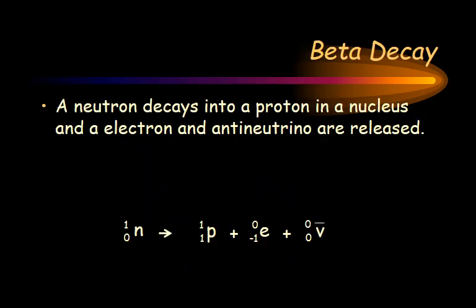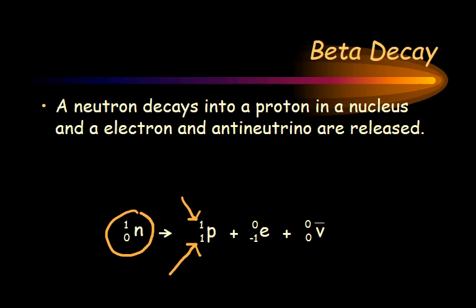So a neutron decays into a proton in a nucleus, and an electron and an antineutrino are released. And so if we have beta decay, that neutron itself becomes a proton. And again, this will happen in a nucleus if there's too many neutrons, and that neutron will become a proton. So what we see here is we have now a proton, same atomic mass here that we see.